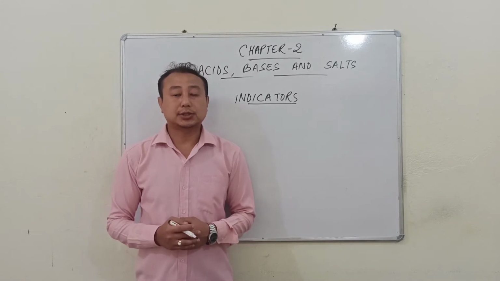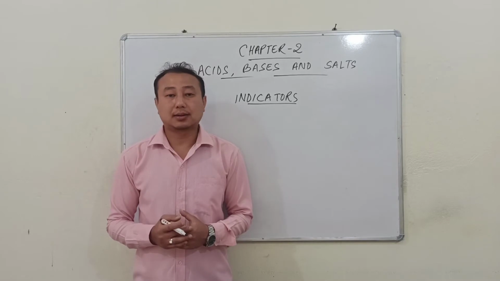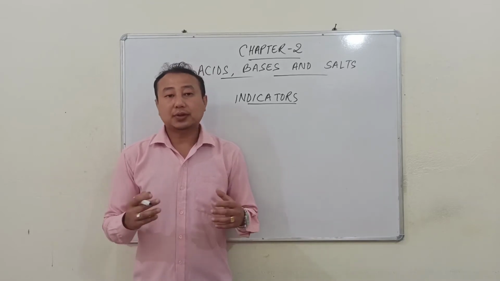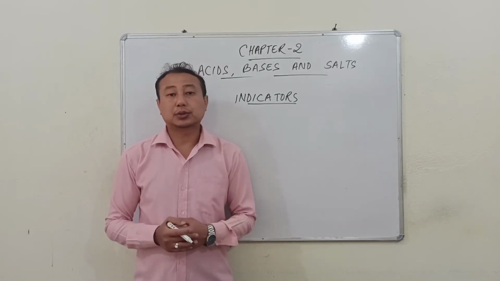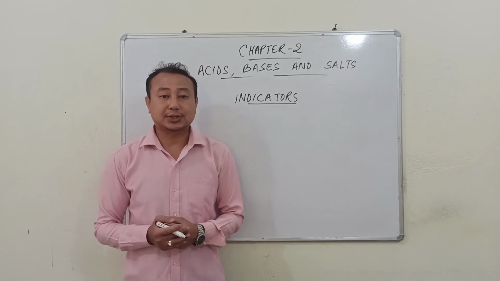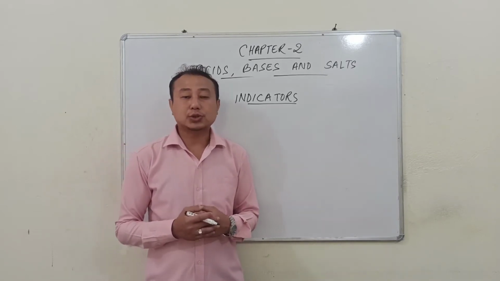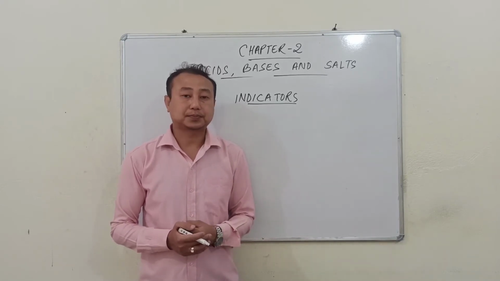Indicators are the substances which change their smell or their color when they are mixed with either an acid or a base. There are different types of indicators present in our surroundings that we use to identify whether a substance is an acid or a base. Some of the indicators are obtained from natural sources. It may be plants or it may be any other.